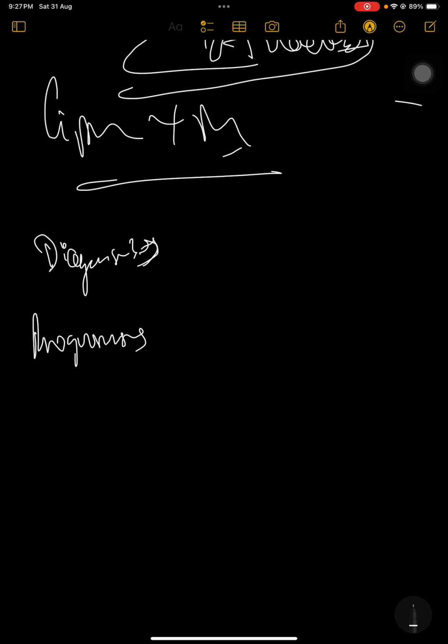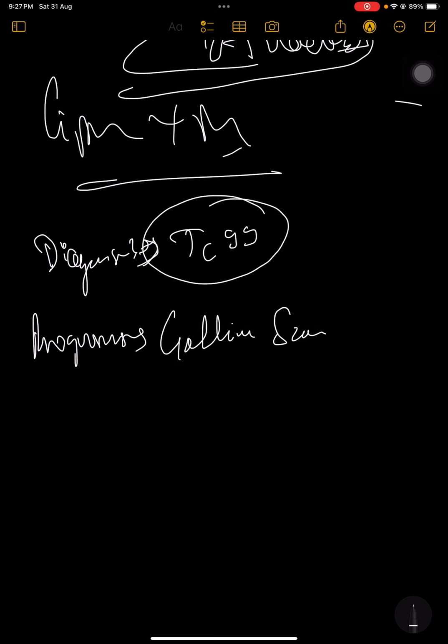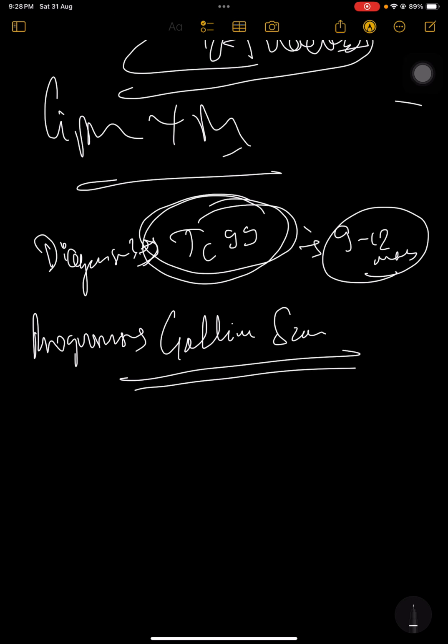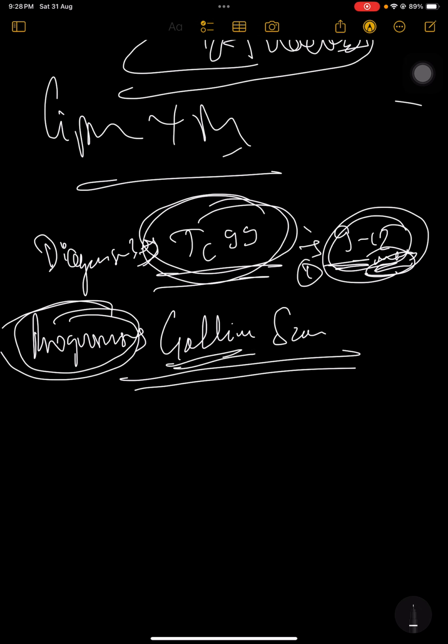For diagnosis you will basically go for technetium 99 scan, and for prognosis you will go for gallium scan. Technetium 99, if you do it once, will remain positive for about 9 to 12 months. So what is the use of doing technetium 99 as a prognostic marker? For prognosis you have the gallium scan.